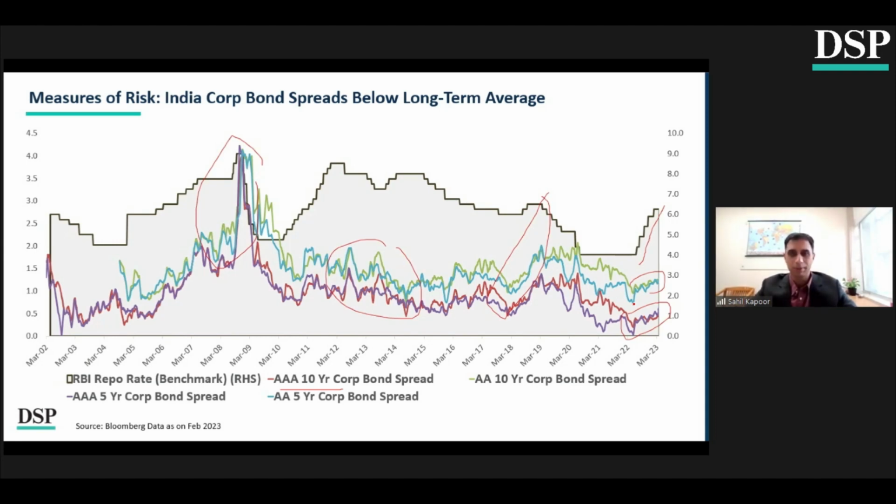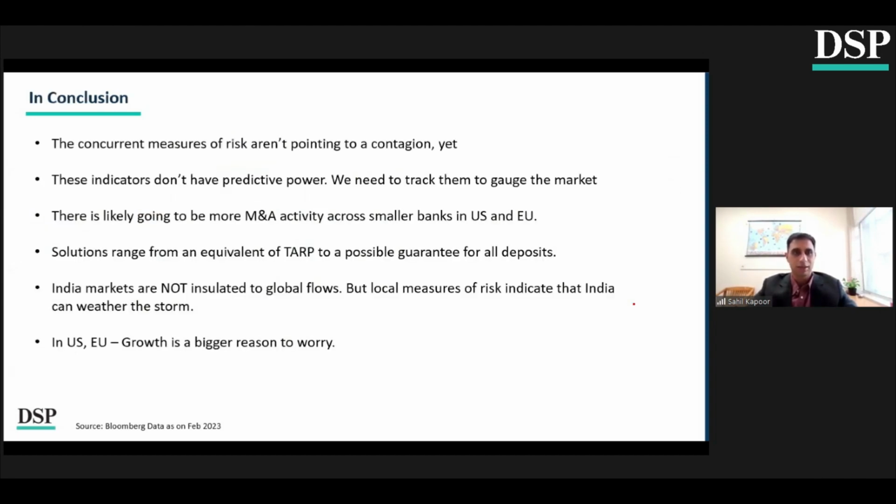And which tells you that probably, although India is not insulated, so to speak, it is able to weather the storm much better than many other countries and many other sectors. So in conclusion, we feel that the concurrent measures of risk aren't pointing to a contagion yet, which is something that we need to highlight.